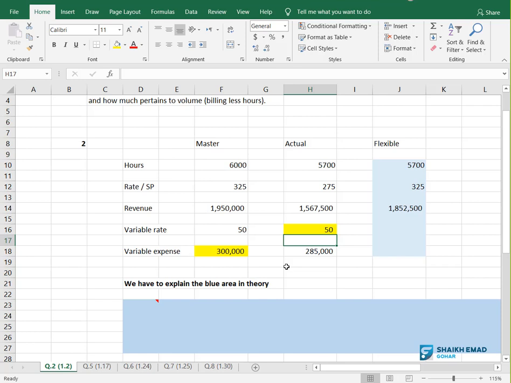Okay. My friends, tell me. Here what I will take? I will take what? Here. The rate we take in flexible budget is actual or standard? Now see, the tricky thing here is both are 50. Actual is also 50, master is also 50.